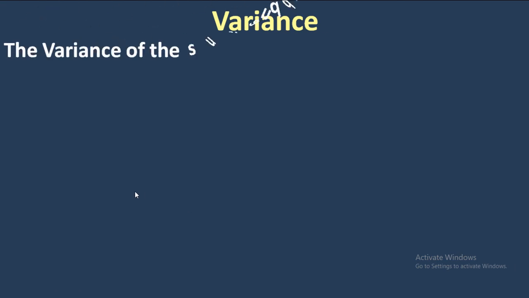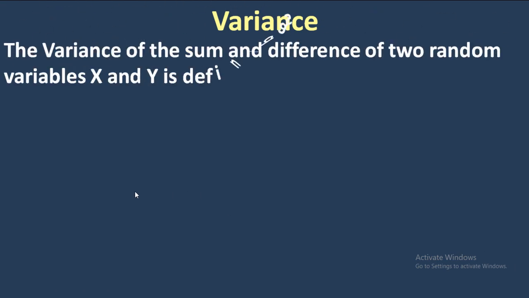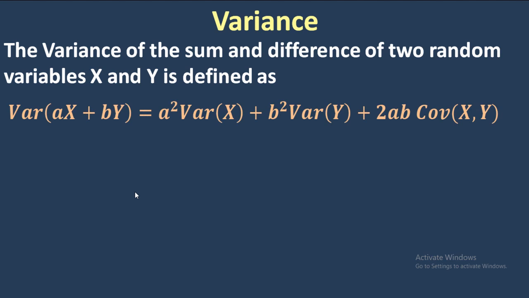Now, my dear viewers, let us see some properties we will derive for the variance of the random variables. The variance of the sum and difference of two random variables x and y is defined as, let us see, variance of ax plus by is equal to a square times variance of x plus b square times variance of y plus 2ab times covariance of x comma y.